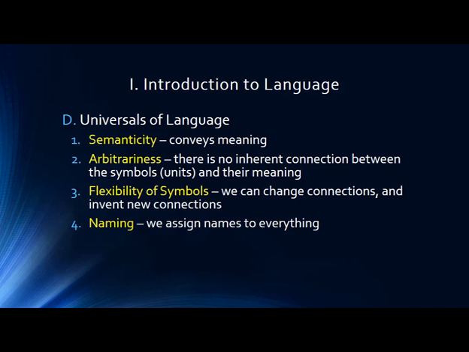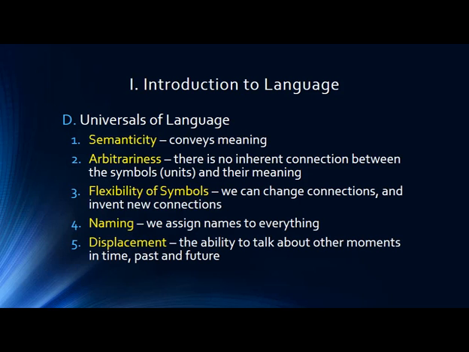Naming: we assign names to everything. This is where nouns come from. Finally, displacement. This is the ability to talk about other moments in time, so we can talk about our past and future. So we can displace ourselves in time, we can think about our past, we can talk about our future, we can read novels about futures, dystopian and otherwise. We can read novels about the past. That's one of the universals of language, it allows us to talk about other times, other places.